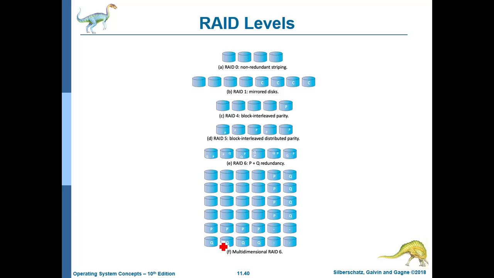Last but not least is multi-dimensional RAID 6. We have these 4 disks and a corresponding parity P and Q. Since it is multidimensional, there is also error correction for P and Q for this row. This is the row and this is the column.